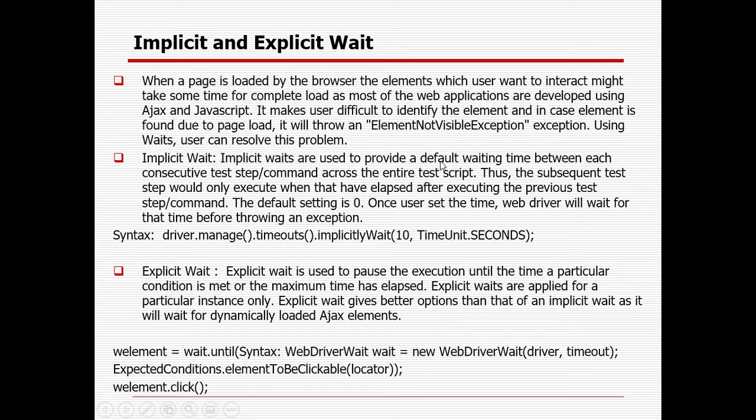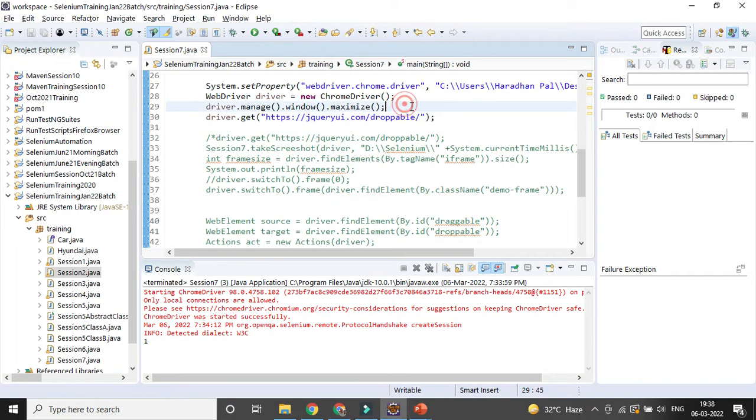Implicit wait is used to provide a default waiting time between each consecutive step or command across the entire test script. So implicit wait is at the driver level. The subsequent step would only execute when that time has elapsed after executing the previous step or command. The default setting is 0. Once the user sets the time, the driver will wait for that time before throwing any error. If you give an implicit timeout of 30 here, along with the unit of time, it will wait for 30 seconds before throwing any error. That's the syntax you can give, before opening the page or after opening the page as well.